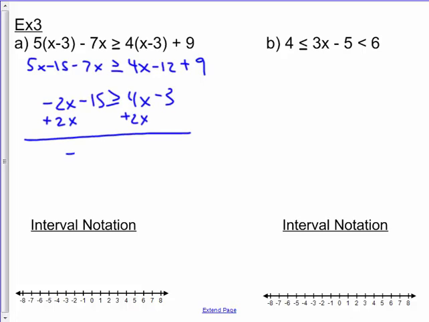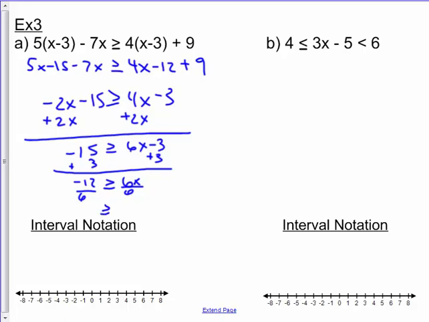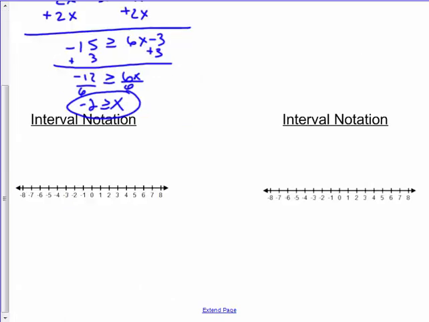Could you do it the other way? Sure, not a problem. You would just end up with a negative, you'd have to flip it, and that's fine. You would still end up with the same thing. So I get negative 12 is greater than or equal to 6x. So x is going to be less than or equal to negative 2. In this case, notice I did not flip it, even though I was dividing with a negative, because I didn't introduce it into the problem.